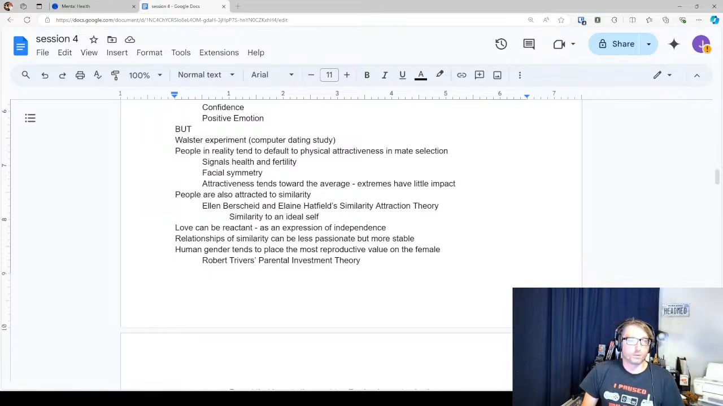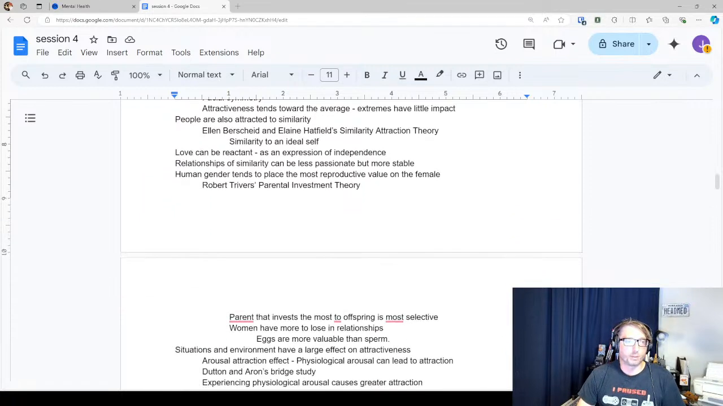People are also attracted to similarity, people similar to themselves. This is Ellen Berscheid and Elaine Hatfield's similarity attraction theory. People are attracted to something similar to the ideal they see for themselves. So it's not always exact similarity. It might be somebody who is shy but wants to be extroverted, so they are attracted to somebody who's confident. Love can also be a reaction, an expression of independence, like mom telling you not to hang out with that guy, and you just want to do it anyway, stuff like that.